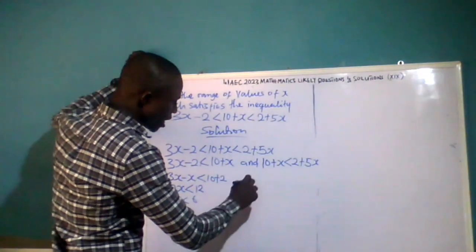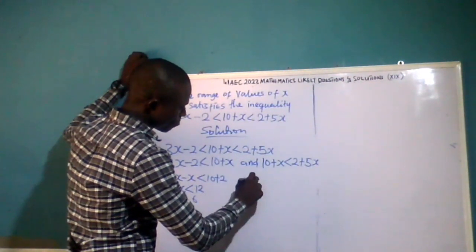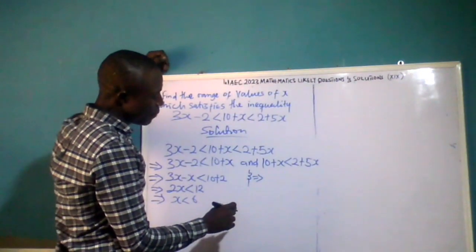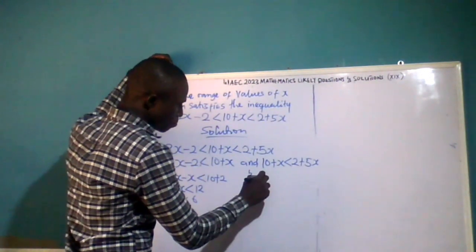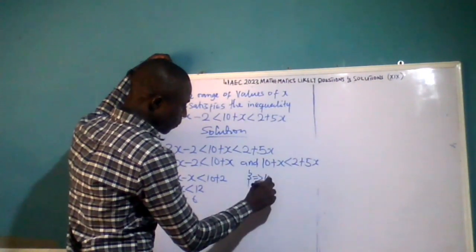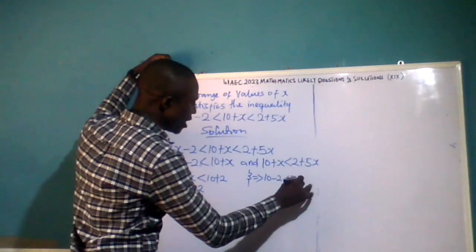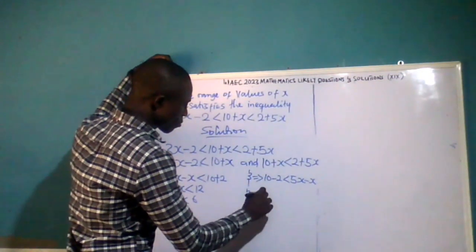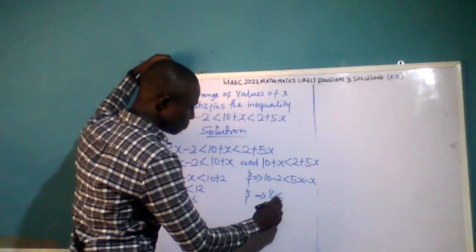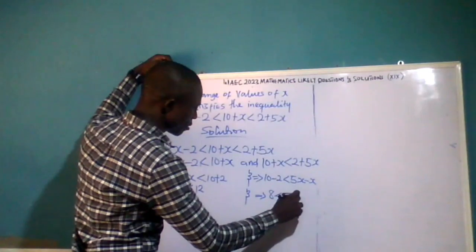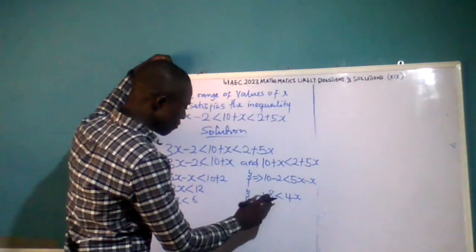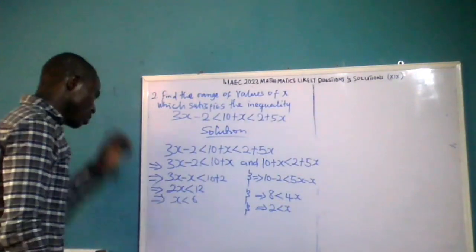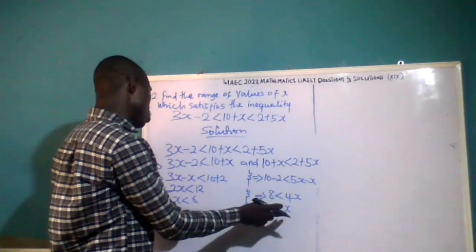Also we have 10 plus x less than 2 plus 5x. By collecting the like terms, this will be 10 minus 2 less than 5x minus x, which implies that 8 less than 5x minus x, that will give you 4x. If you divide both sides by 4, you have 2 less than x.